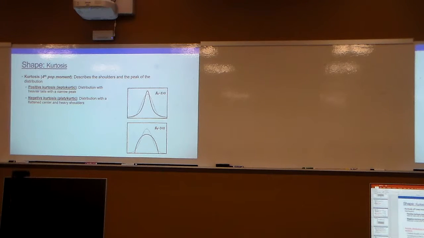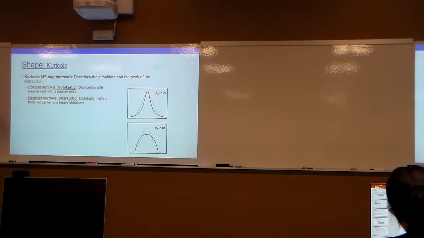Think about your t-distribution relative to a normal distribution. A nice normal curve. The t-distribution has positive kurtosis. It's kind of peaked at the top, and then the tails flatten out as you go outward. Negative kurtosis, this is good. We've heard this as platykurtic distribution with a flattened center, heavy shoulders, kind of a dome-shaped distribution here.